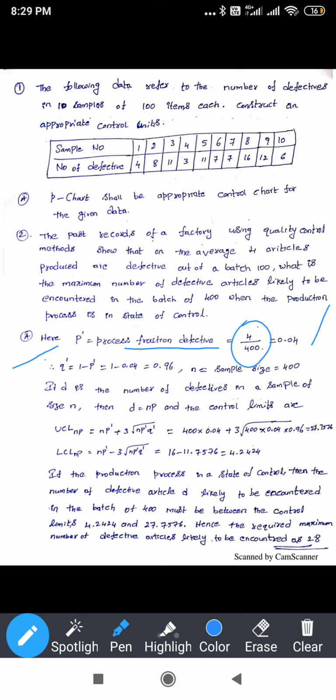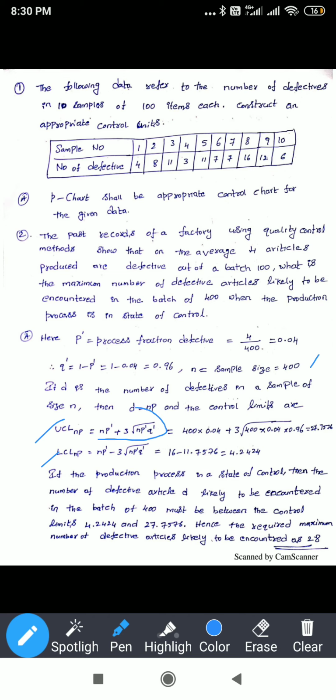From this P bar, you have clearly calculated Q bar or Q dash. That is, Q dash is equal to 1 minus P bar. Substituting the P bar value, you get the value of Q dash like 0.96. Here n is equal to the sample size, 400. So D is the number of defectives in a sample of size n. D is equal to NP, and the control limits are LCL of NP and UCL of NP.